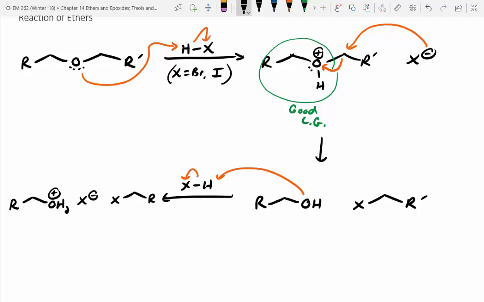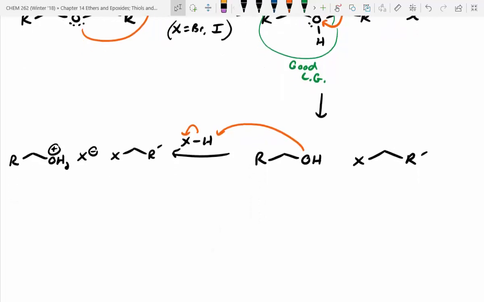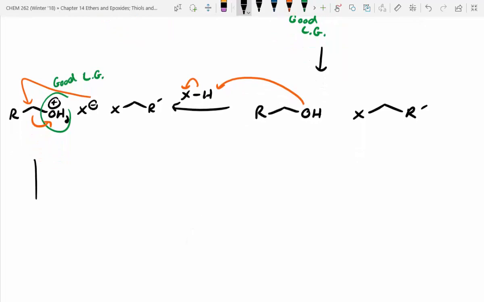I'm just going to include everything here for the sake of being thorough. And just like before, we've made this a good leaving group, which means this halogen can attack this backside and kick this off as water, which means your final product from this reaction will essentially be a split ether, where you now have two halogens coming off of each side where there was once an oxygen.